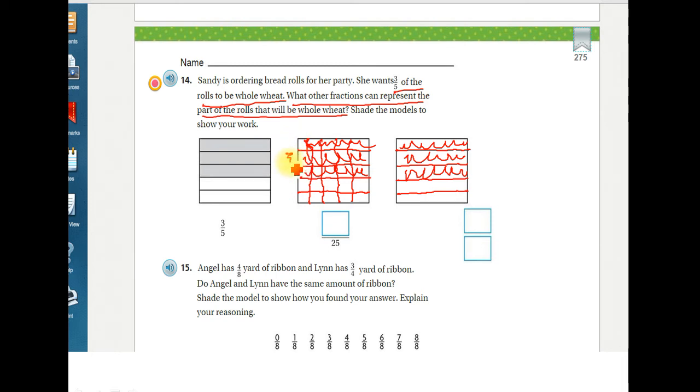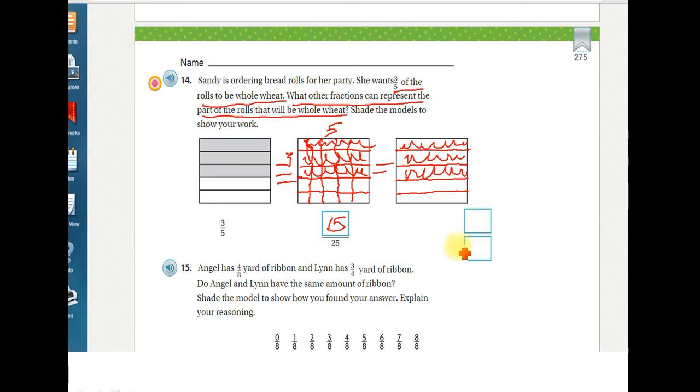I have 3 along the side, 5 along the top. Well, that would be 3 times 5. But again, I could count it to double check. 1, 2, 3, 4, 5, 6, 7, 8, 9, 10, 11, 12, 13, 14, 15. So yeah, 15 out of 25 would be the same amount as 3/5. These are equivalent. They're the same amount of bread. Right? The same amount is shaded on each part.